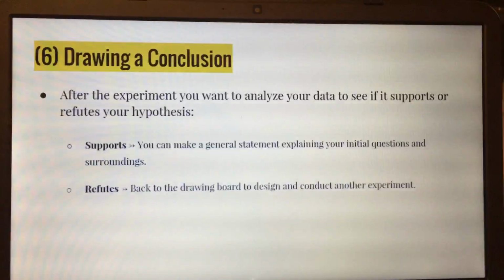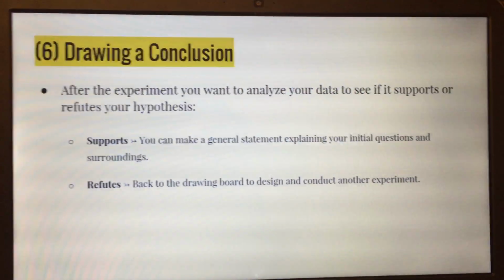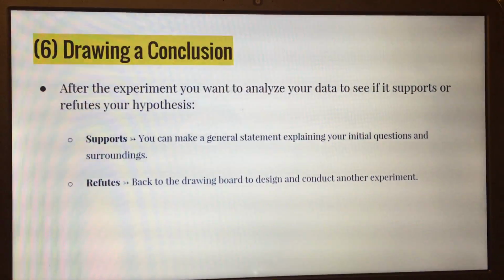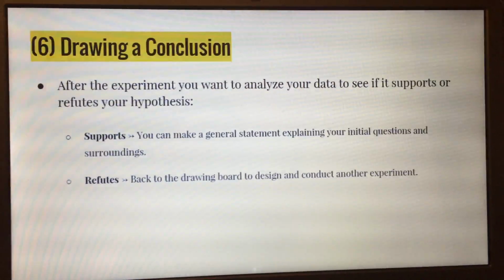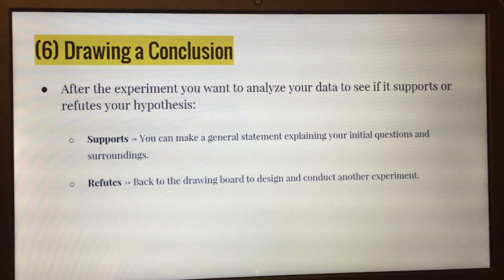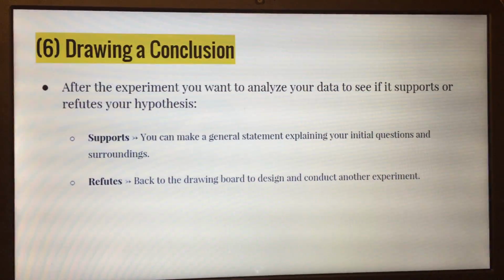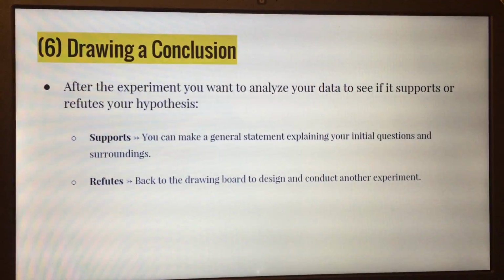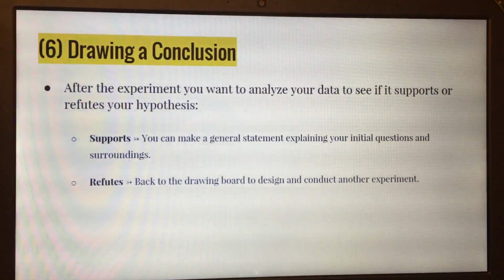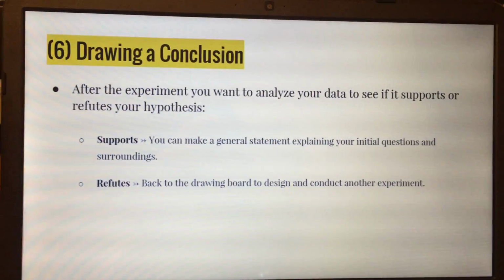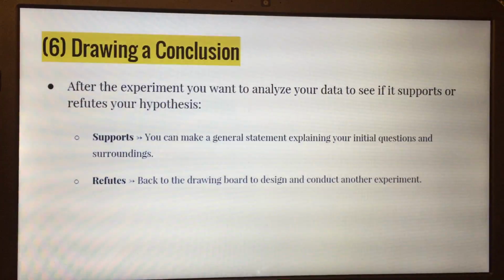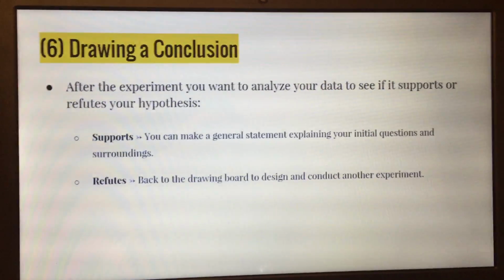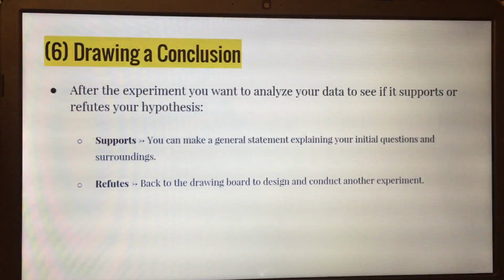Your data can either support your hypothesis or it can refute it, and that may be a word we're not familiar with. To support your hypothesis means that your observations that resulted from your investigation matched with your initial questions, predictions, and hypothesis. If, however, your resulting observations do not match your initial predictions and hypothesis, you would then say that your investigation and data refuted your hypothesis, in which case you would have to conduct another investigation to try to better figure out what's going on.